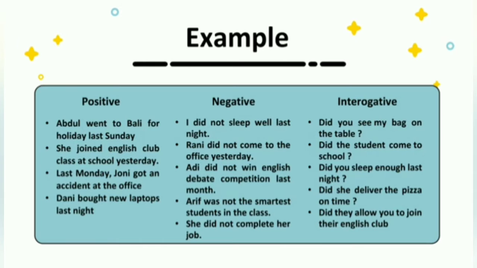Next, examples of simple past tense interrogative sentences. Did you see my bag on the table? Did the student come to the school? Did you sleep enough last night? Did she deliver the pizza on time? Did they allow you to join their English club?